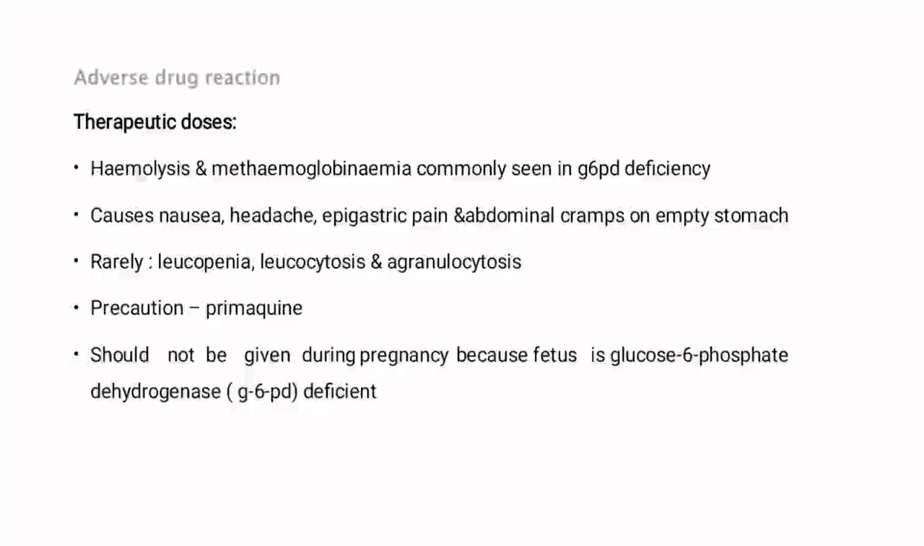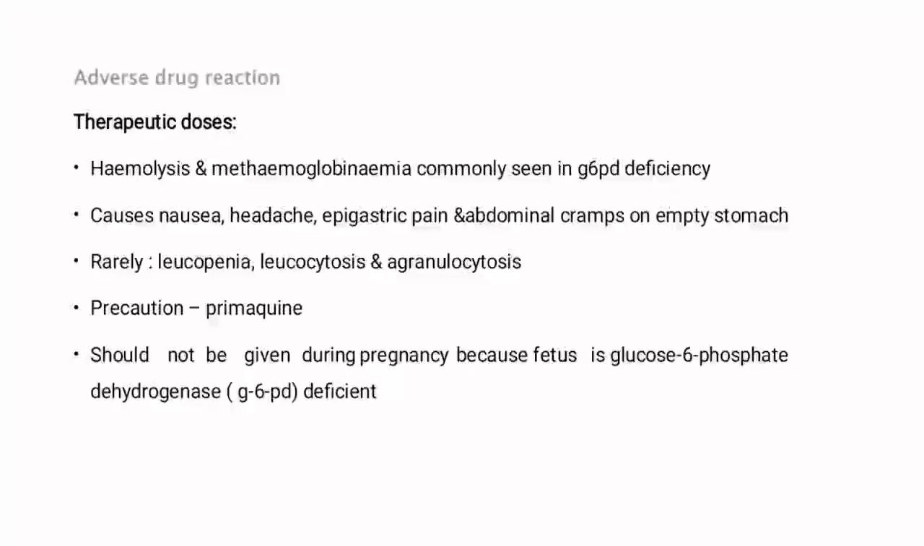Then adverse effects: at therapeutic doses, hemolysis and megaloblastic anemia, commonly seen in G6PD deficiency, nausea, headache, epigastric pain and abdominal cramp. Leukocytosis and agranulocytosis are also very rare. Leukopenia is very rare but seen.